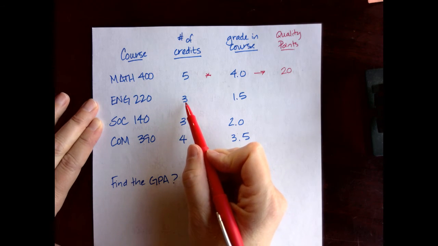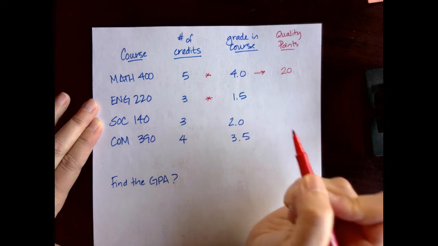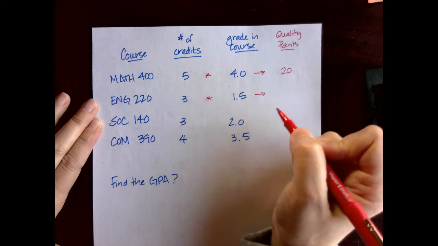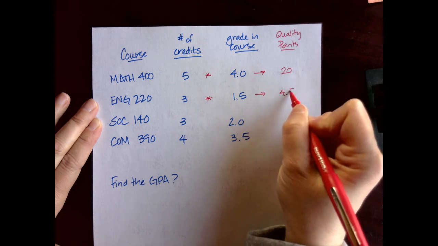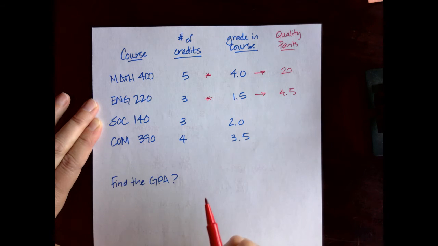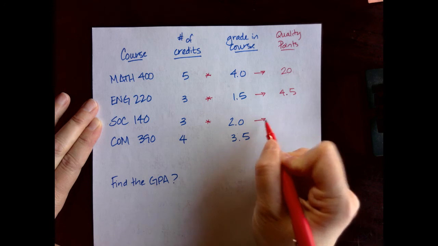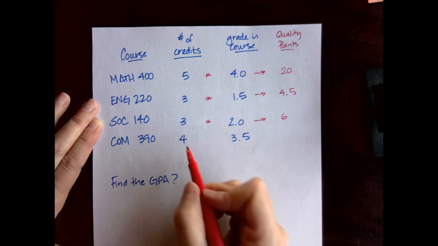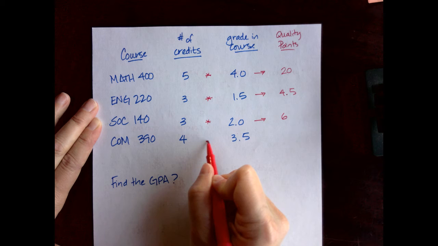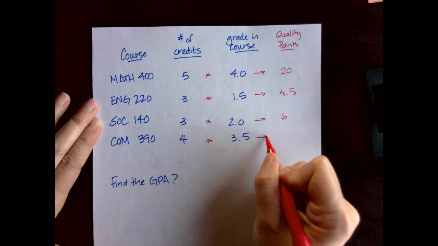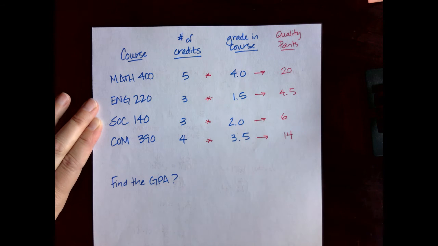For English 220, we'll take 3 credits times 1.5 for their grade, and we'll get 4.5 quality points. For Sociology 140, we'll take 3 credits times their grade of 2.0 for 6 quality points. And then for Com 390, we'll take the 4 credits times their grade of 3.5 for 14 quality points.